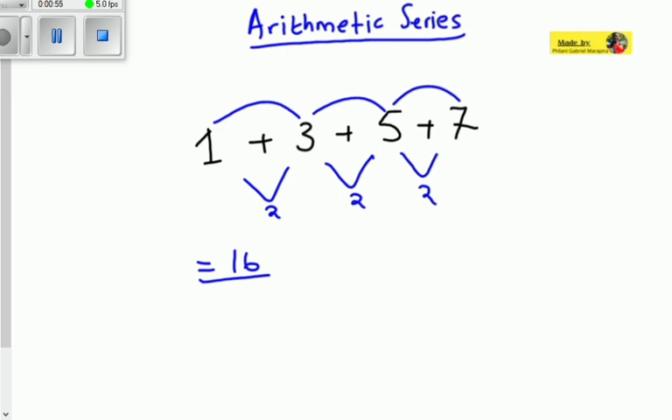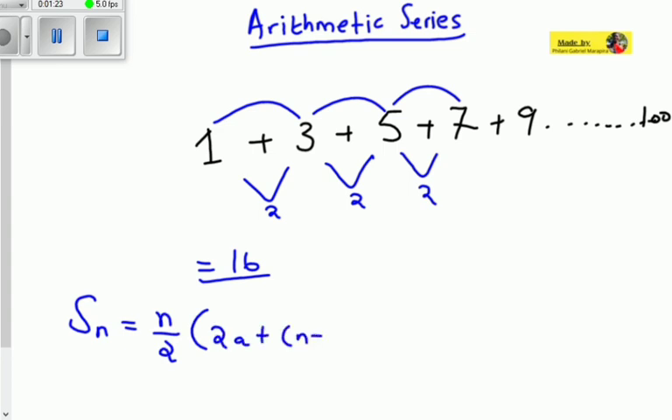But then how would we find the sum of 100 terms? What if we were to continue with this pattern and say plus 9 and continue until 100? What formula would we use to find the sum of the 100 terms? Therefore, we are going to jump into the sum of an arithmetic sequence. We say Sn is equal to n over 2 multiplied by 2a plus n minus 1 multiplied by d. This is the formula you can use to find the sum of the terms in a sequence, depending on how many terms you have got.